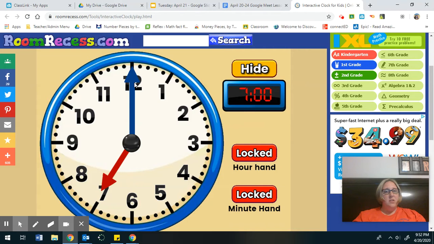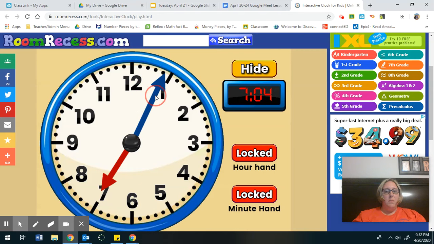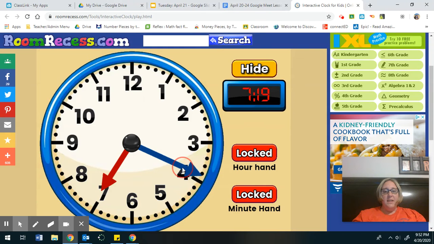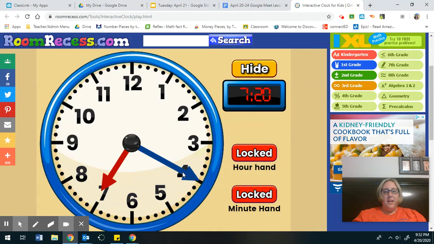In our Google Meet session yesterday, we also talked about how when the minute hand starts moving to different numbers, we count by fives to find the minutes. And we mainly talked about half hours yesterday and how that 6 meant 30 minutes. But today we're going to talk about what it means if it lands on any of these numbers and how we can determine what time that is.